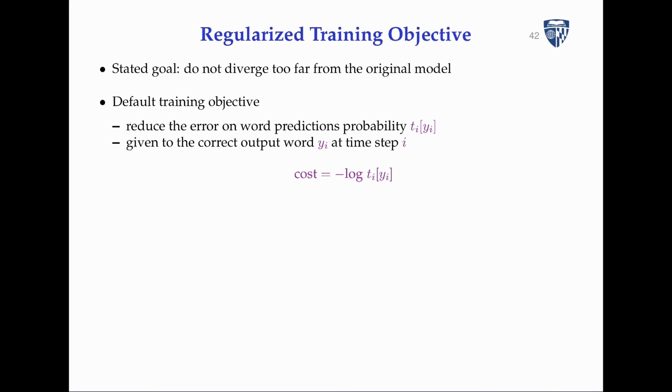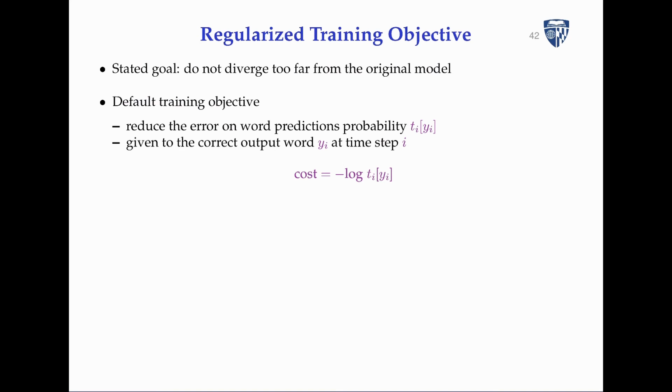And finally, here's a method called the regularized training objective. The stated goal is we don't want to diverge too far from the original model. The original model has something useful in it. We don't want to forget everything there, so we don't want to get too far from it. We want to adapt towards our domain, but we don't want to stray too far from the original model's predictions. And this is explicitly used here during training.